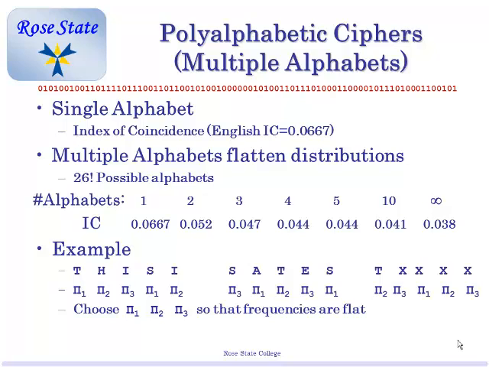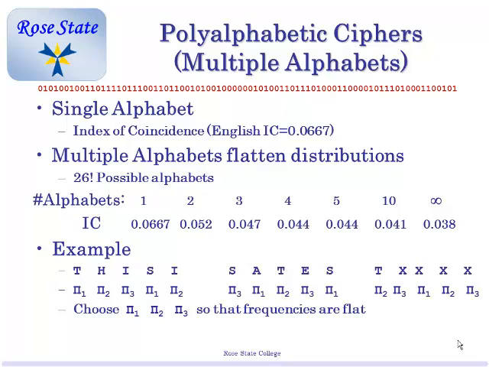So we have a single alphabet. We talked about the index of coincidence ends up being 0.0667. With multiple alphabets, you basically flatten the distribution. We'll see how that works. So if we use one alphabet, in other words, just one single alphabet, that's where we get 0.0667. Two alphabets, three alphabets, and so on and so forth. And with infinity alphabets, we actually get a different index of coincidence.